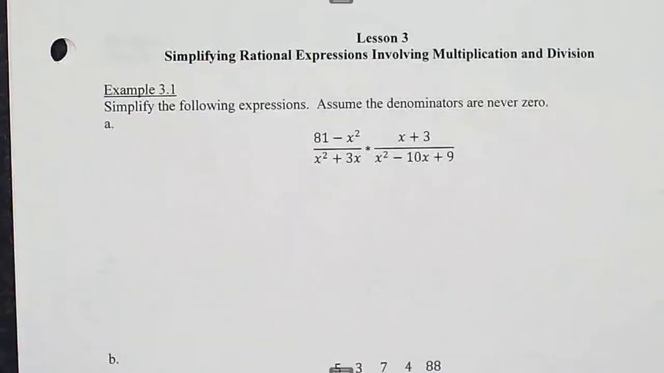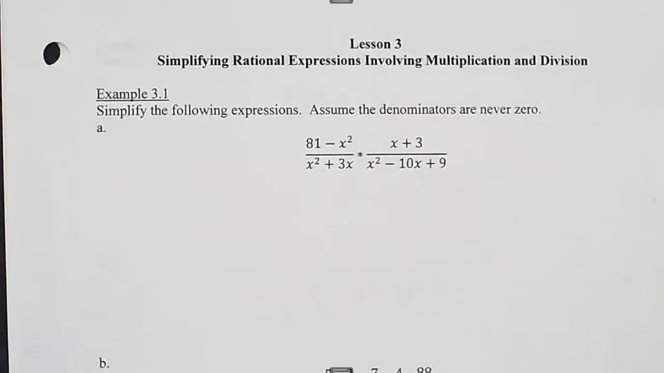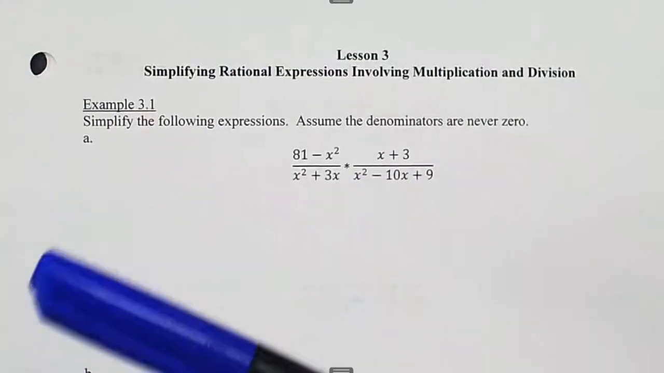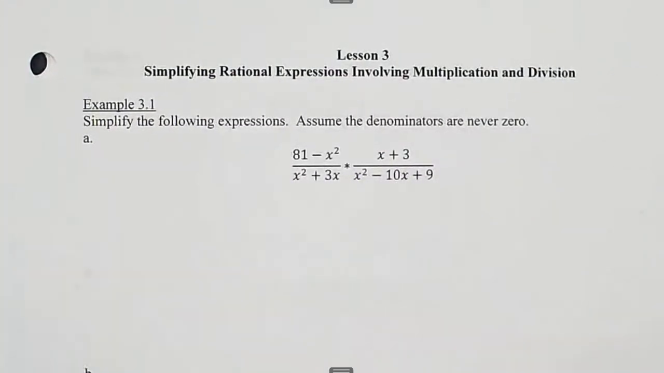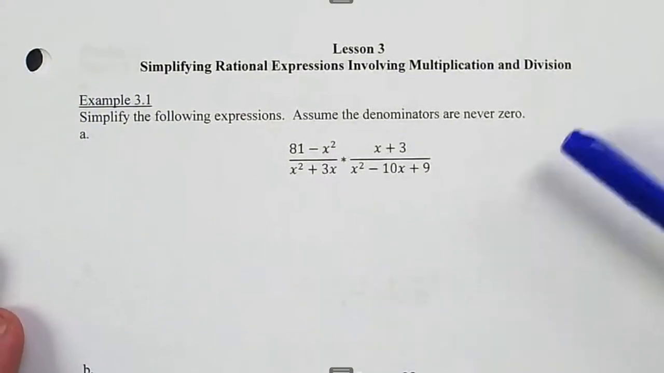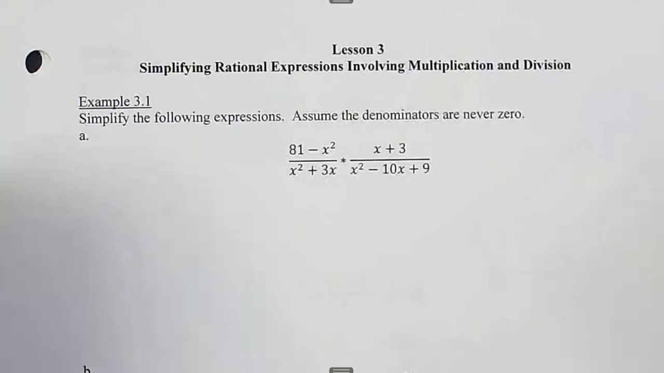All right, so lesson 3 is all about simplifying rational expressions with multiplication and division. I like to do this lesson after the addition and subtraction because it's so much easier. And I feel like if I do it first, you'll get a bad habit of thinking you can do it with adding and subtracting. So I always like to say that rational expressions are made for multiplying and dividing.